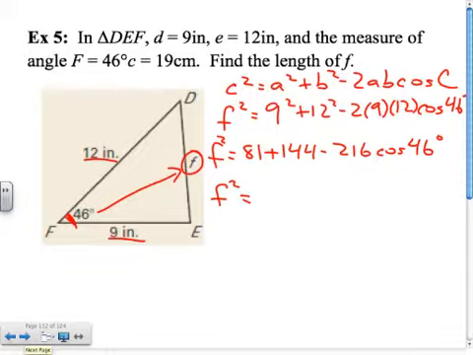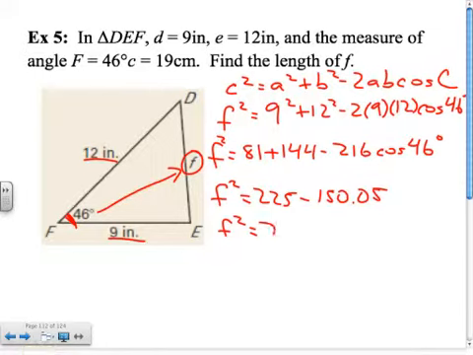So you have 81 plus 144 minus 216 times cosine 46. I'm pretty sure I just goofed something up. Hold on one second. I'm going to go one more step. I apologize, the calculator I'm using is not a great calculator. I'm just going to get a decimal here. So I have 216 times cosine 46, and I got 150.05. And so I know that f squared equals 225 minus 150.05.